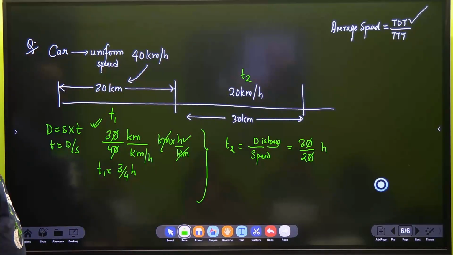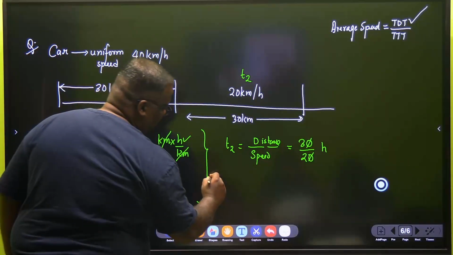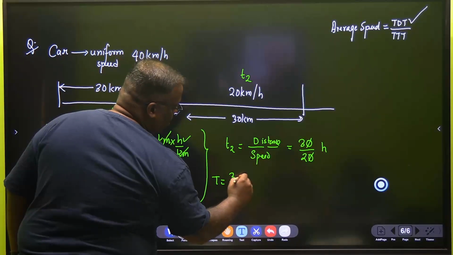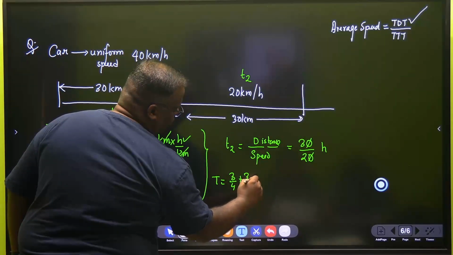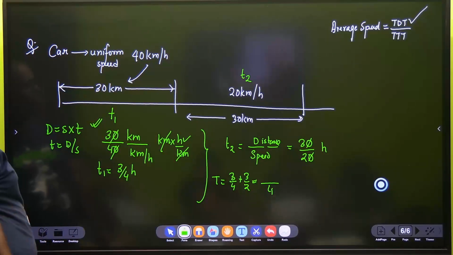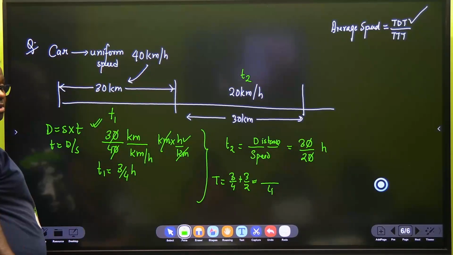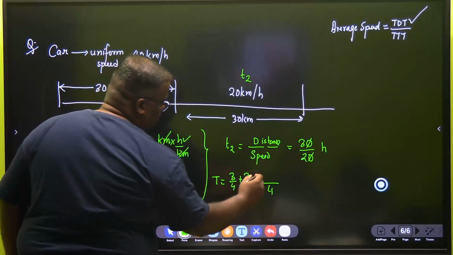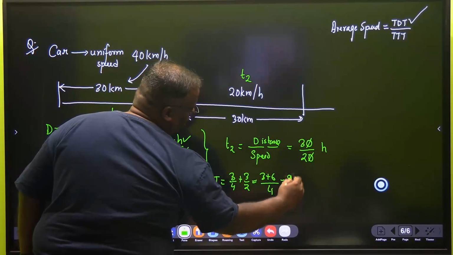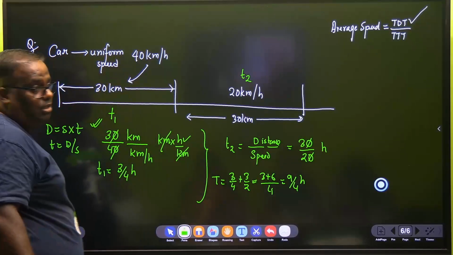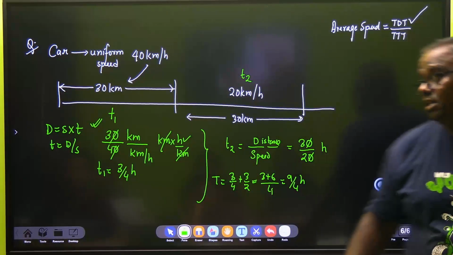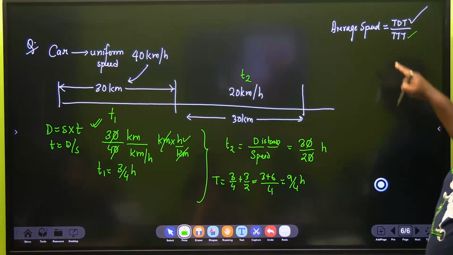Now what is your total time? Let's find out. Total time is 3 by 4 plus 3 by 2. If you take the LCM, it will be 4. Never get into fractions more than needed, the more you get into fractions, you're making your life miserable. Remember that. So this is 3 and this is 6. So this is 9 by 4 hours. I think now we have all the ingredients ready to cook this dish. Okay? Clear? Now put it in.